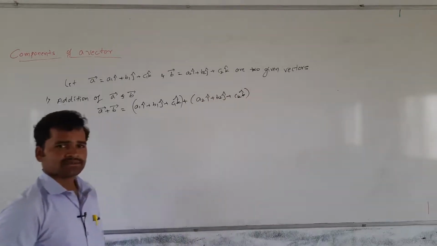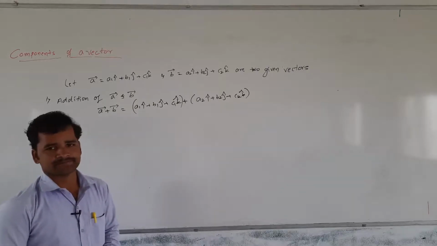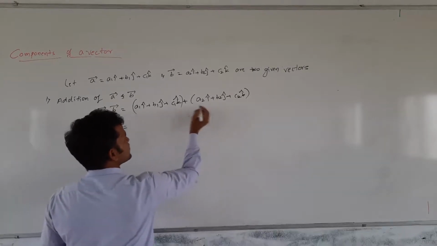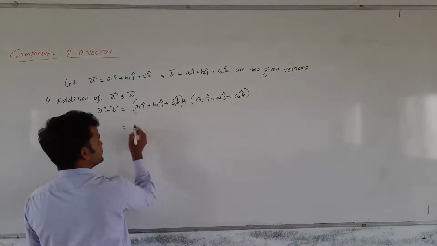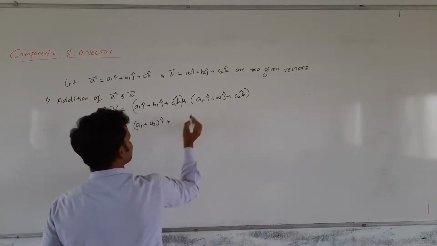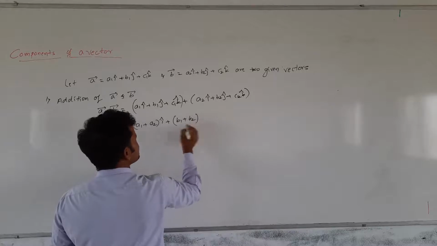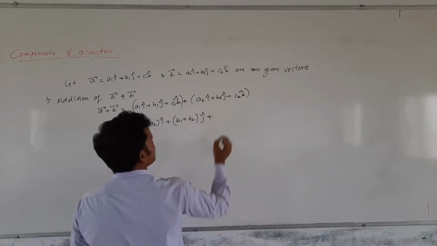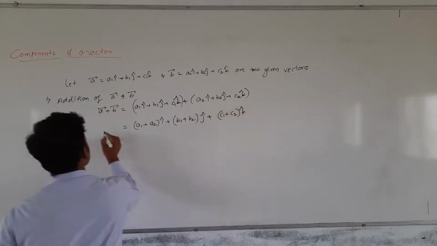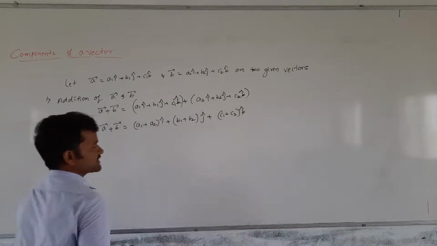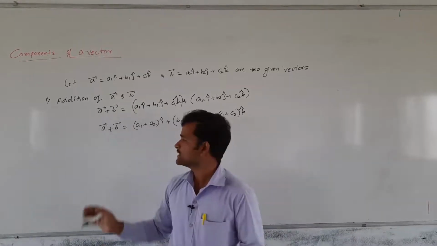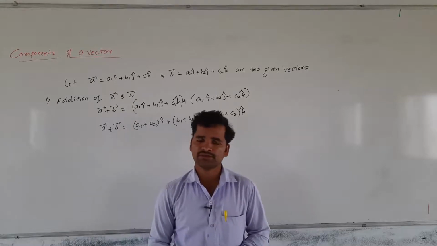It is very simple. You add the corresponding components. What are the corresponding components? Here the i component is A1 and here the i component is A2, so these two we need to add. This is A1 plus A2 into i cap, plus next the j components, B1 plus B2 into j cap. Next the z components, that is C1 plus C2 into k cap. This is vector A plus vector B. Suppose two vectors are given in component form, then this is how we need to add those two vectors.